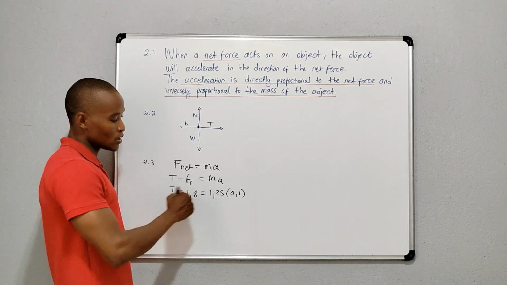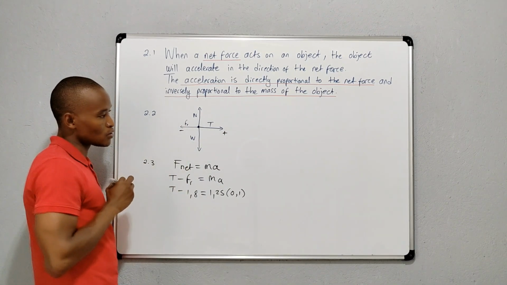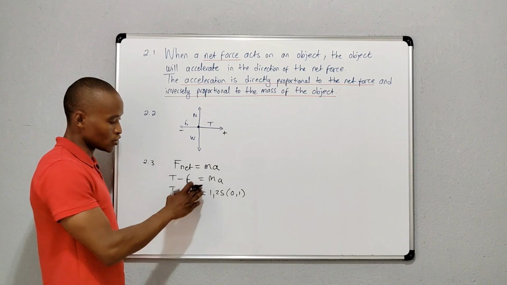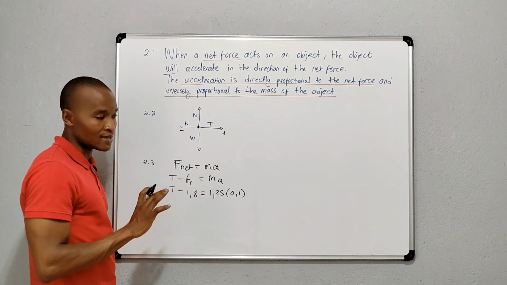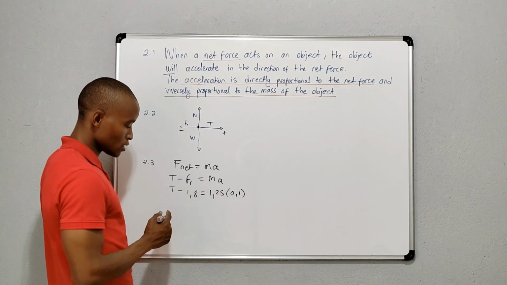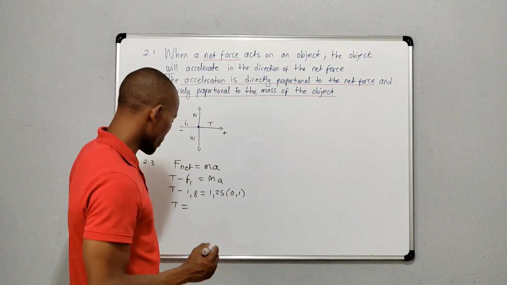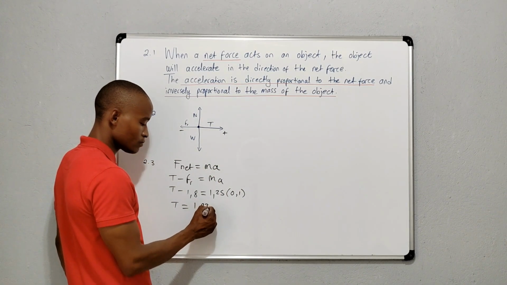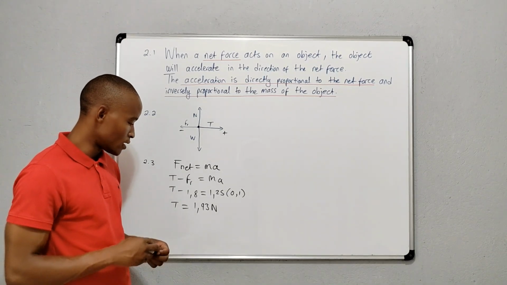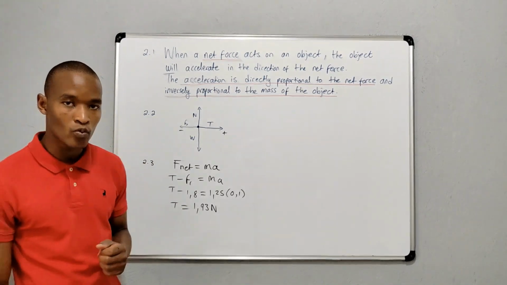Clearly you can see that I chose motion to the right as positive and forces going to the left as negative. So you need to ensure that you work properly in terms of your signs for your vector quantities. Good. So if you do this, you will get T is equal to 1.93 newtons. Just multiply and transpose the negative 1.8. So this takes care of question 2.3.1.